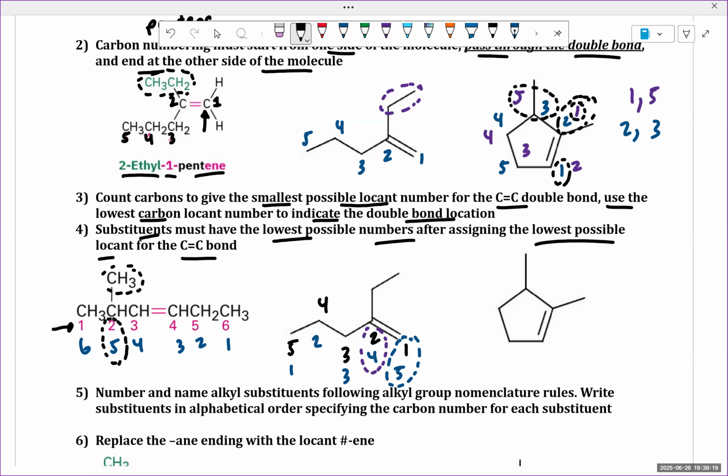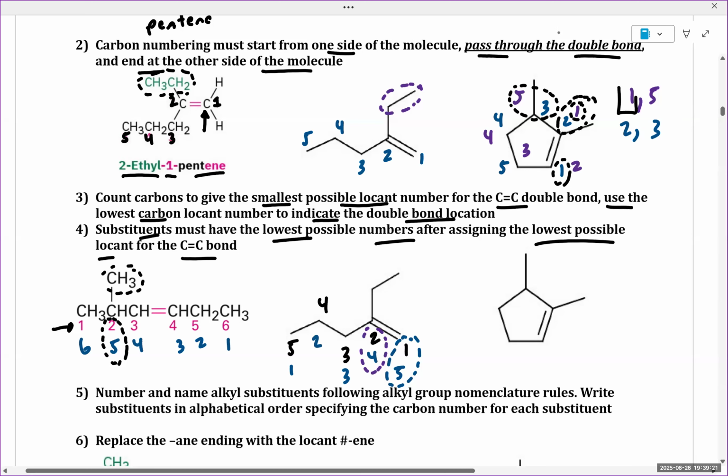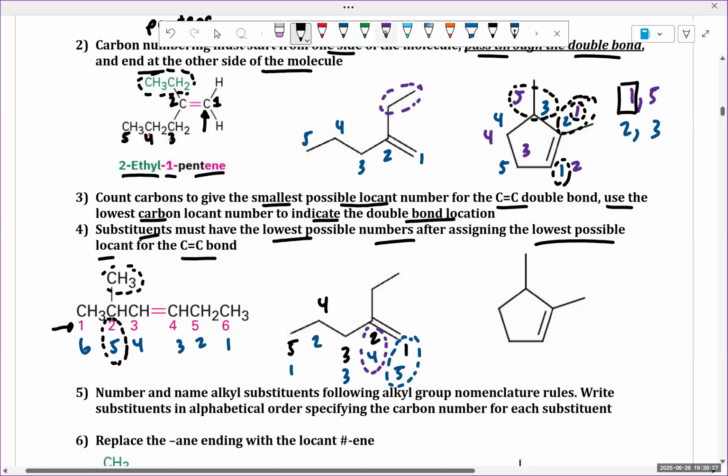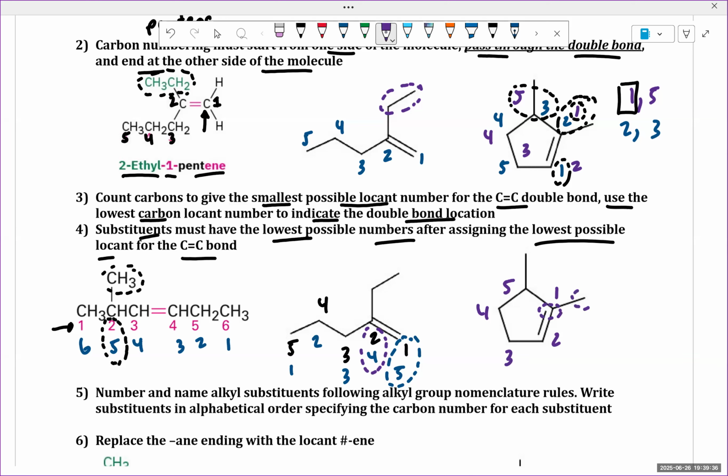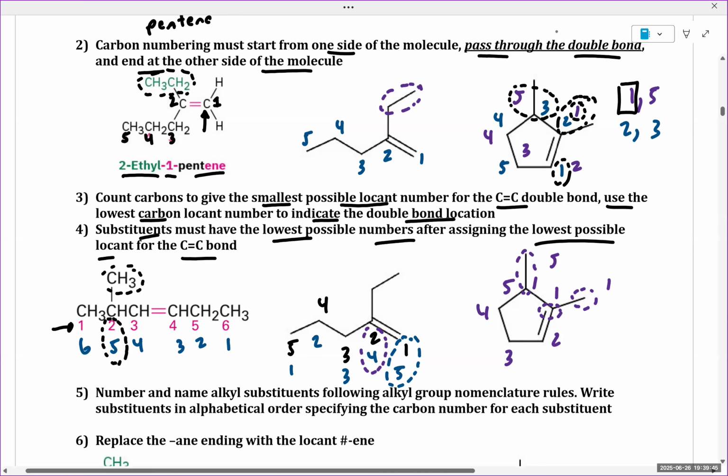Now, we want the lowest locant numbers in order, so the locant number of 1 wins out over the locant number of 2. So we're going to use the numbering method in purple, counting through the double bond. And as you can see, we give the double bond a locant number of 1, the methyl group a locant number of 1, and the other methyl group a locant number of 5. So the only thing that changes when you have an alkene is you have to count through the alkene. The alkene gets the lowest locant number, and then once you've satisfied that condition, then you try to give the substituents the lowest locant number.